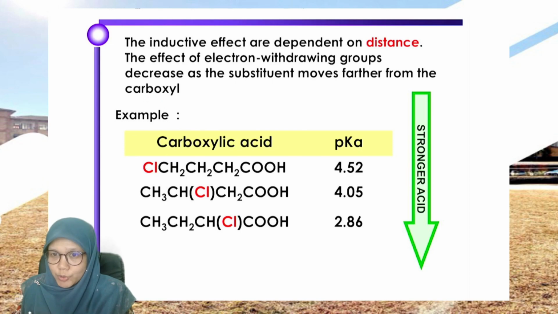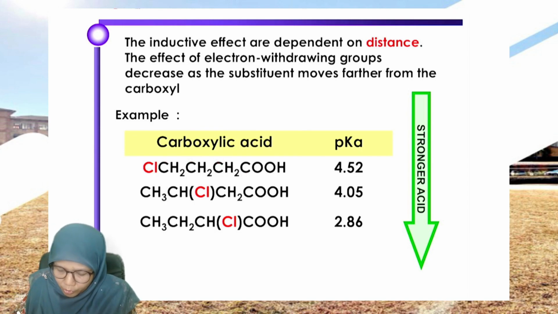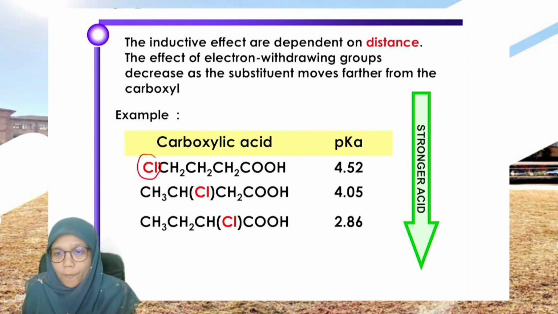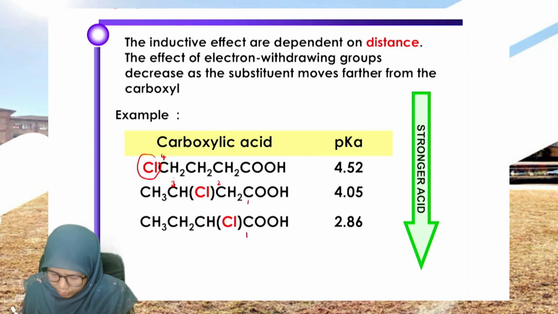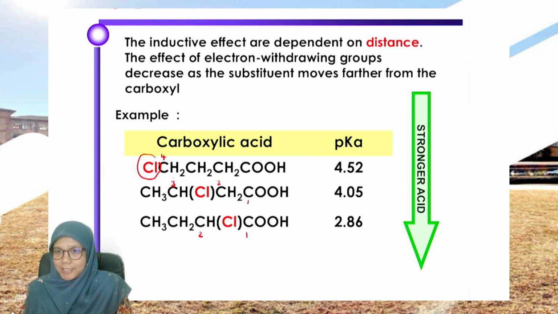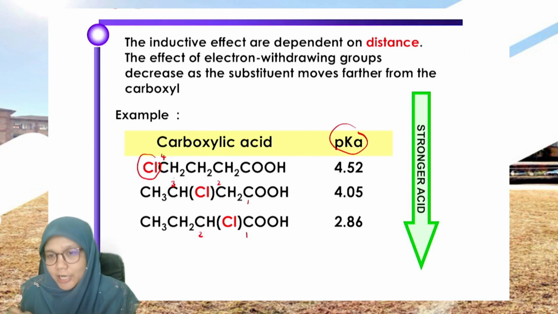Okay, so kita lihat contoh ni. Contoh kita ada compound yang pertama ni 1, 2, 3, 4. So, chlorine ini dekat carbon number 4. Okay, compound yang kedua, chlorine ini dekat carbon number 3. Ini dekat carbon number 4. Ini carbon number 3. Okay, compound yang ketiga, okay, chlorine dekat carbon number 2. So, bila kita lihat kat sini, okay, ini nilai pKa.